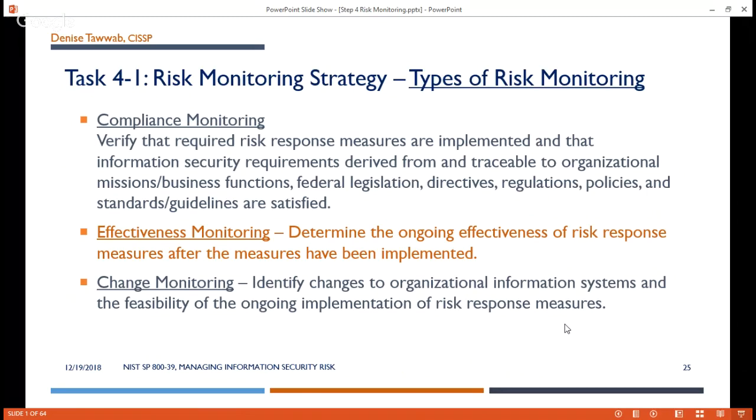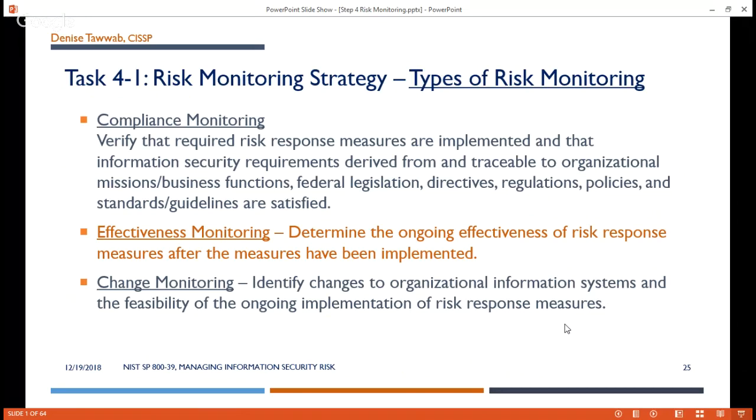Okay, the types of risk monitoring. There are three we're going to talk about. Compliance monitoring: verify that required risk response measures are implemented and that information security requirements are being satisfied. And those requirements come from organizational business functions, federal legislation, directives, other regulations, policies, standards, and guidelines.